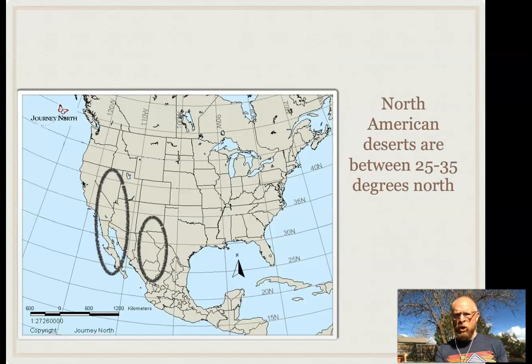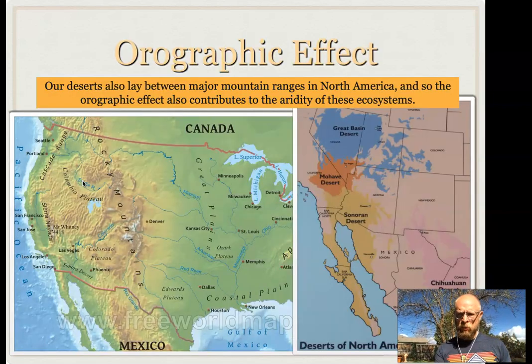And so that's where we get a lot of our desert ecosystems, at around 30 degrees north and south. Our deserts all fall between 25 and 35 degrees, so we're centered on that 30 degrees north and south. So that's one reason our deserts occur in the southern part of the United States. The other part, which is really about the western portion of the continent, is the orographic effect.